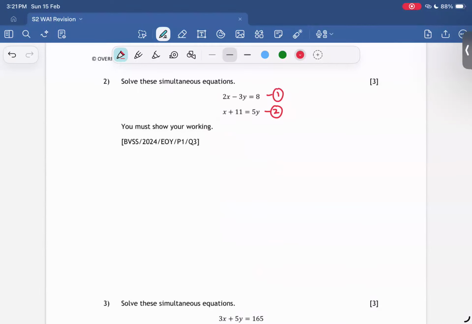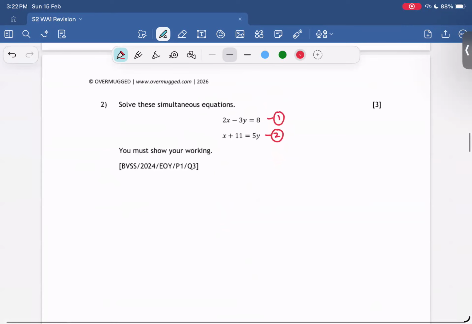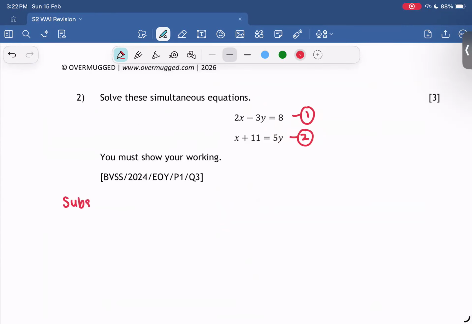Over here, once again, I take a look at my equations. I've got 2x minus 3y equals 8, as well as x plus 11 equals 5y. This time, just now I already did elimination. For those of you who prefer substitution, I'll suit you. Let's try to do the substitution method. So using the substitution method, let's see what can be my answer.